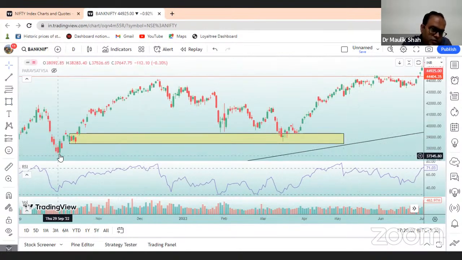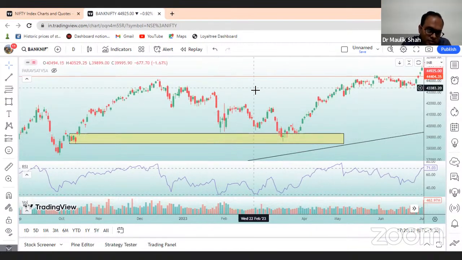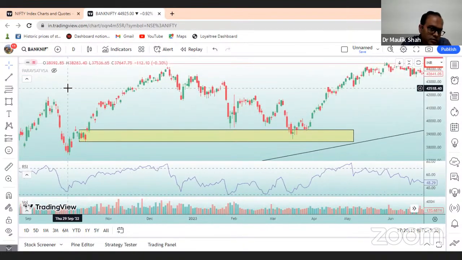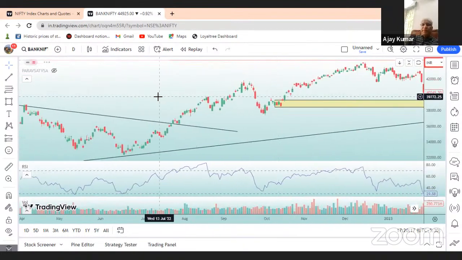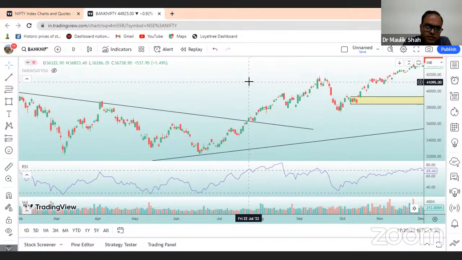Right? So this was rally, base formation, then rally. And this gave support over here. Even here to some extent, the price moved up. Is it clear? Yeah. Right? So this is how we apply our technical analysis.